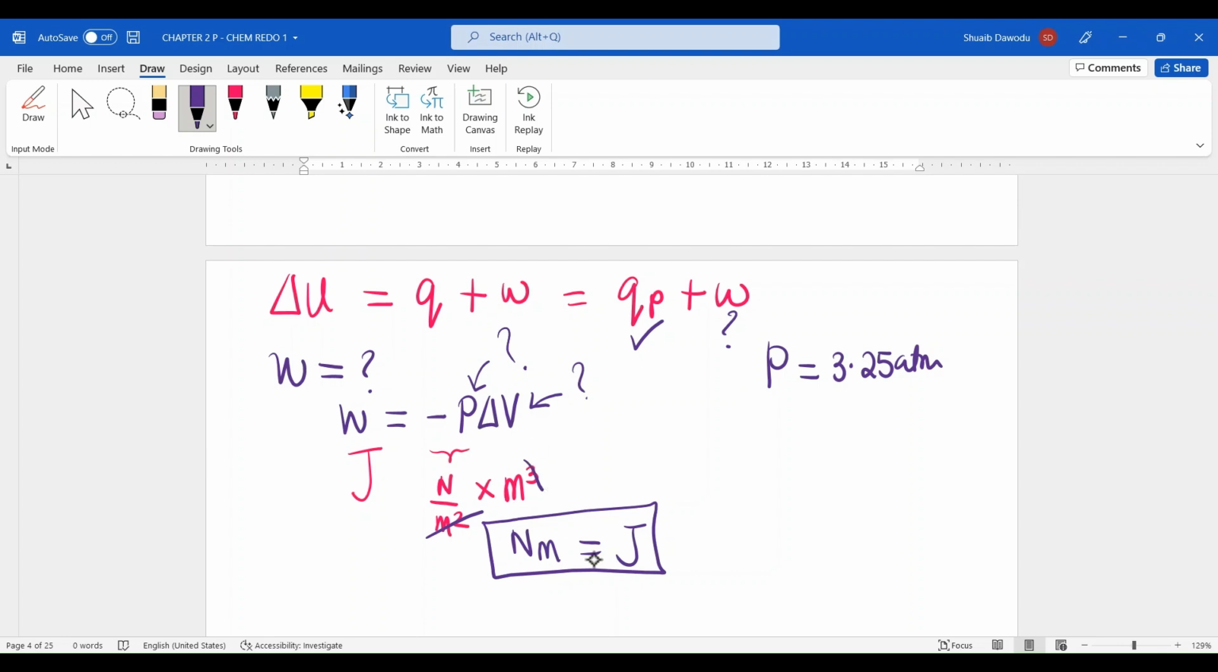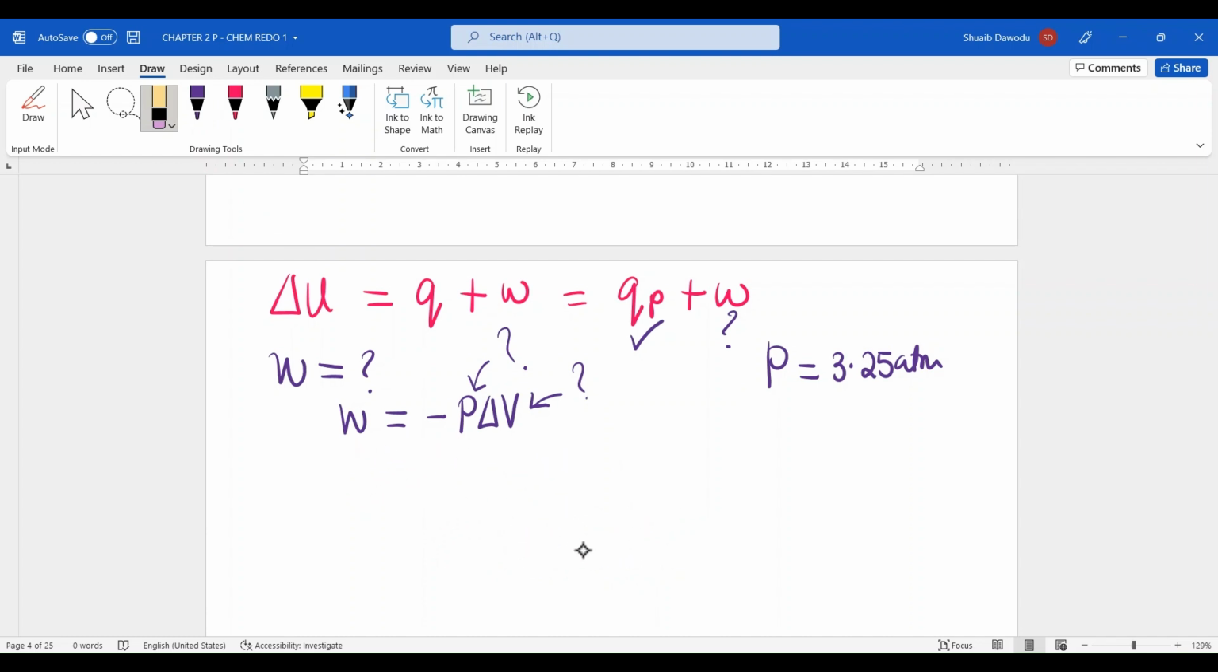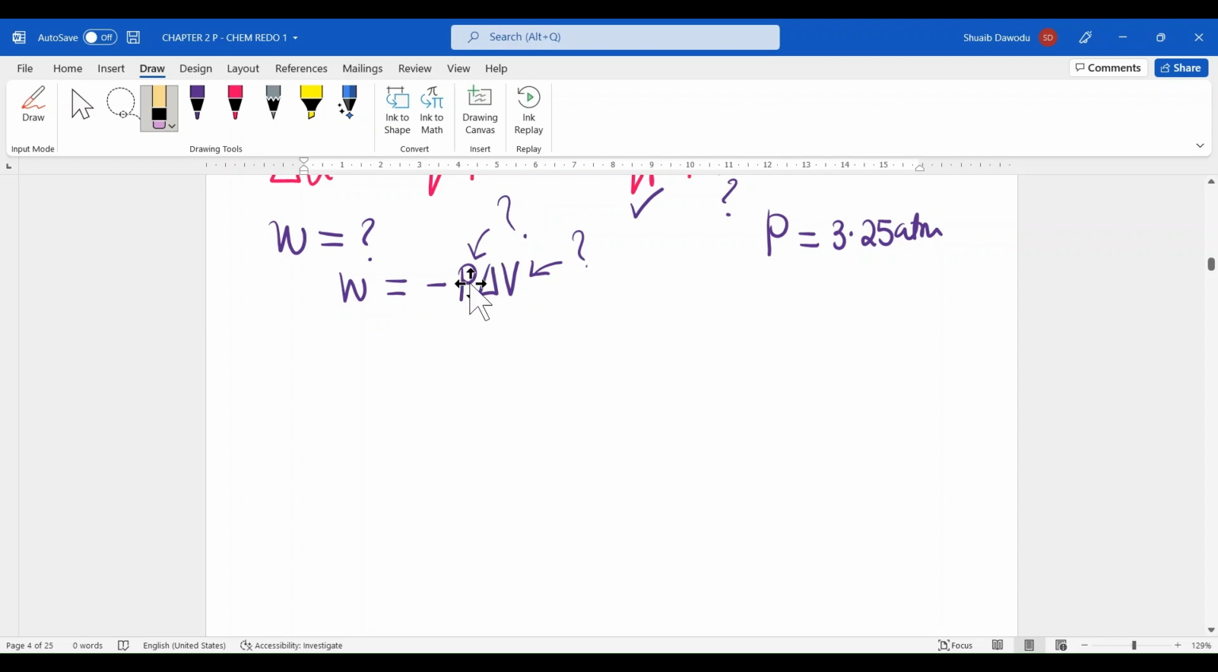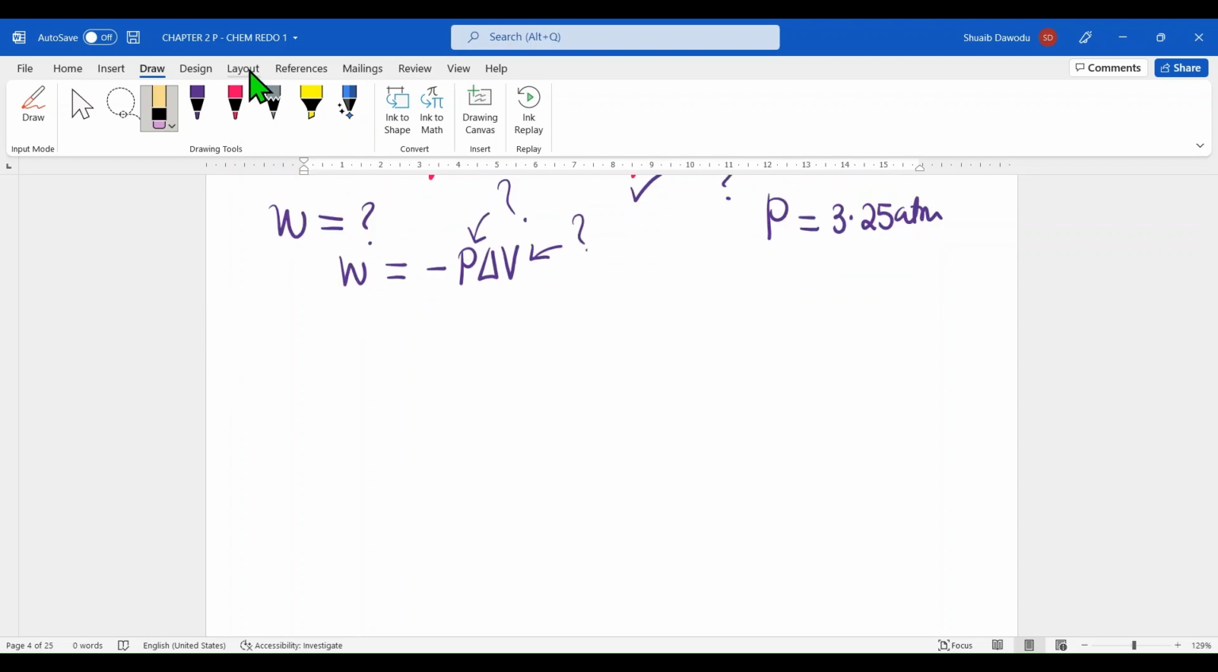Do you understand what I'm saying? Newton meter is simply joules, and joules is Newton meter. So if that's the case, then we've gotten the proper units that we want. So we have to change pressure from atmosphere to Pascal, or to Newton per meter squared. When we do that, we also have to make sure we have our change in volume, delta V, in meter cubed, for us to be able to properly substitute.